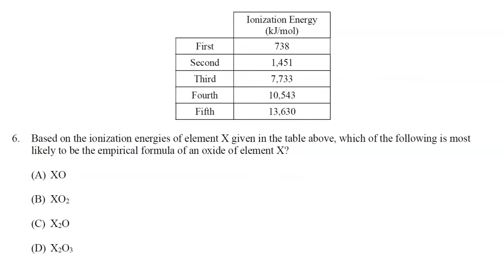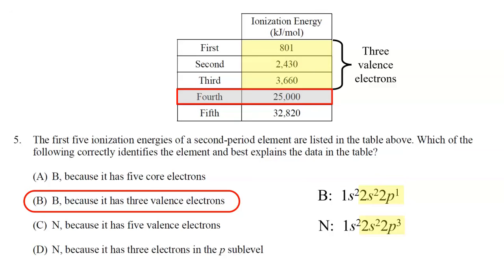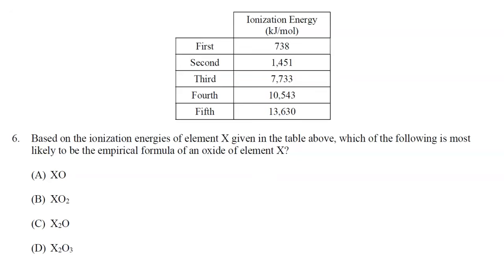In question 6, we have a data table with successive ionization energy values. So this data table is very similar to the data table that was presented in question 5. And like question 5, what we're looking for is that significant increase in the ionization energy value, which will help us to determine how many valence electrons there are for this element. So in question 6, it says, based on the ionization energies of element X given in the table above, which of the following is most likely to be the empirical formula of an oxide of element X?